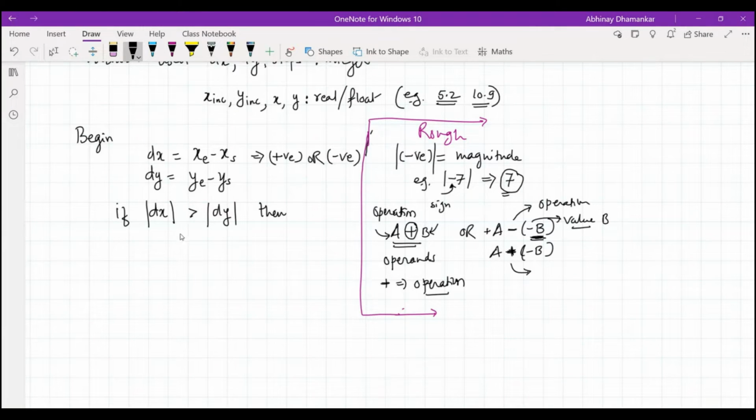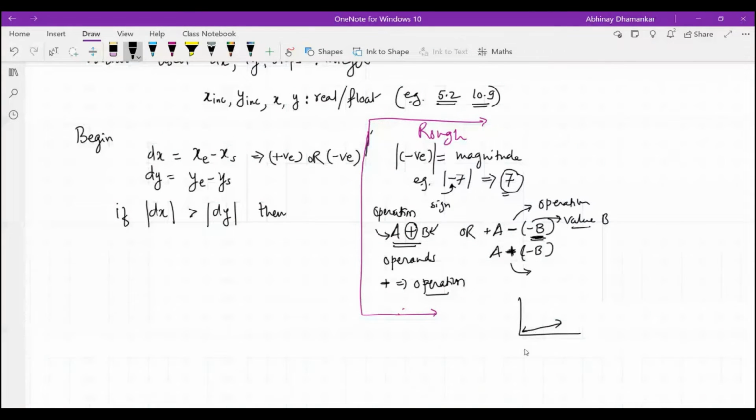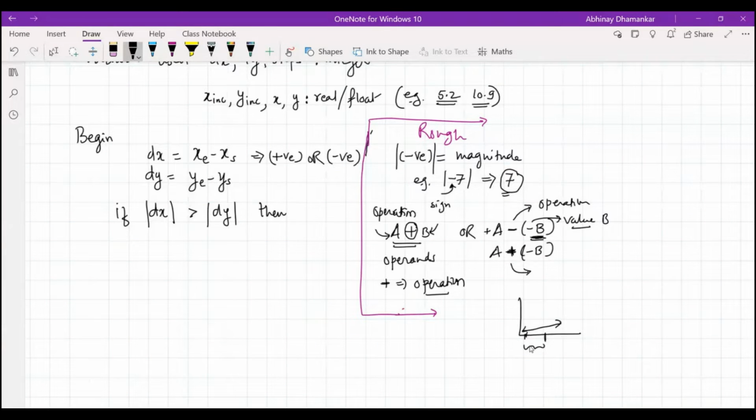If the magnitude of x is greater, then what does it mean? Okay, it means that we will get a greater difference. We are getting a greater difference here, the difference between end point to end point in the x direction. So definitely that line is more inclined toward the x-axis.